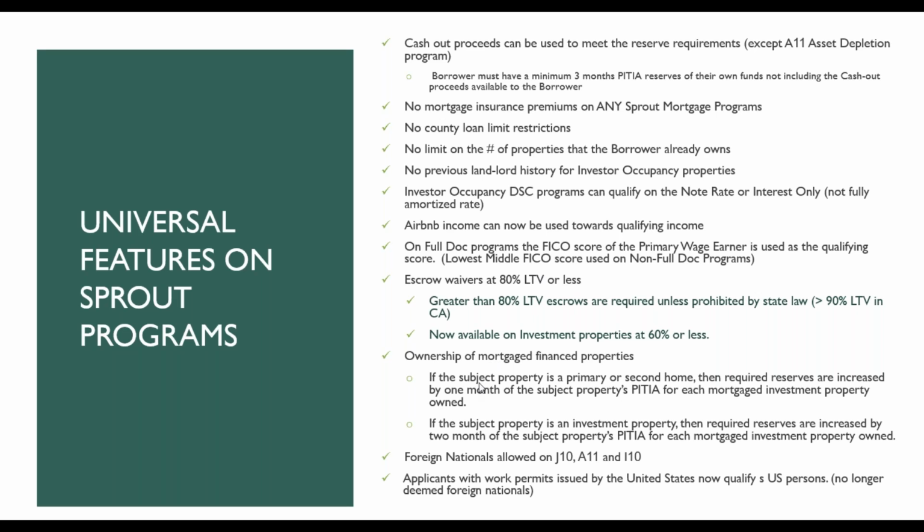Just real quick, if you're on reserves, ownership of mortgage financed properties, we're going to look for more reserves. So if you're buying a primary or second home, it's just 1 additional month. If you're buying an investment property, it's 2 additional months per property. So say if they had 2 investment properties, we're going to look for 4 additional months reserves on your subject property. So just kind of an FYI.